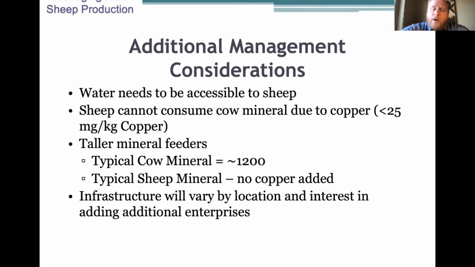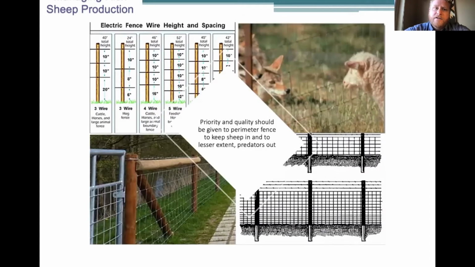Your infrastructure and what will be required, whether it be fence, watering systems, or nutritional management, will vary by location and the interest in adding that additional enterprise. The fencing infrastructure that's required oftentimes is an important consideration when adding a sheep enterprise. The extent to which a fencing system needs to be incorporated will depend on the available resources, but priority and quality should be given to a perimeter fence, in most cases to keep the sheep in, and to a lesser extent, no matter how hard we try, it's difficult to keep predators out. But a woven wire fence on the perimeter would be a gold standard.